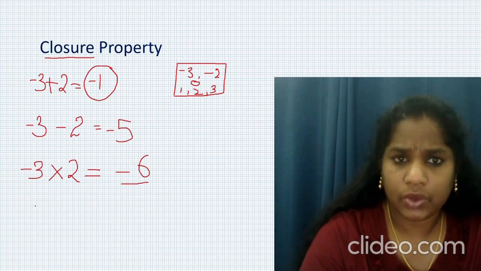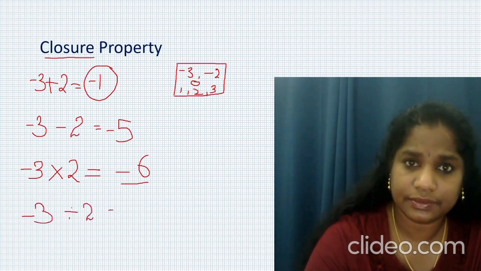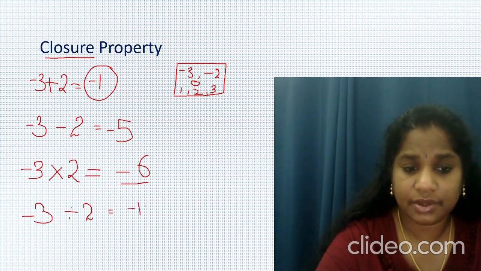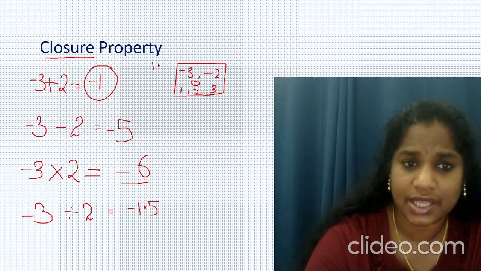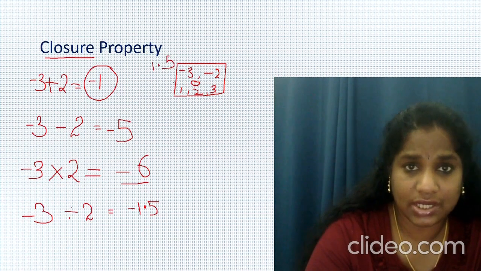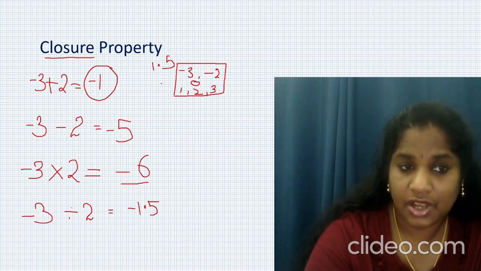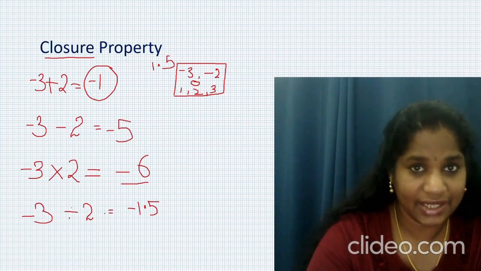Great. How about division? If we divide -3 by 2, what will be your answer? Have you tried dividing? We will get -1.5. It's a decimal. Decimal, is it part of integer or will it come somewhere outside? Yeah, it is not part of integer, right? So it's coming outside. It is falling out of the box. So it's not an integer. So closure property does not stand good for division, right? Perfect.